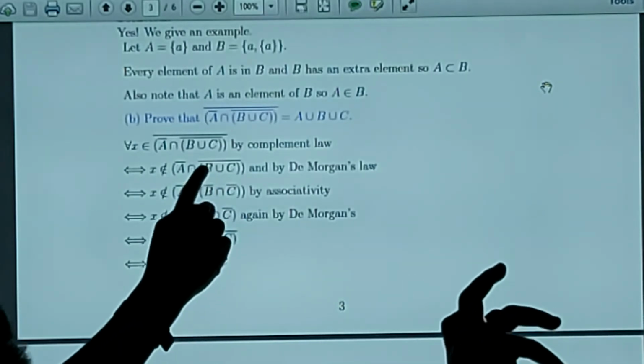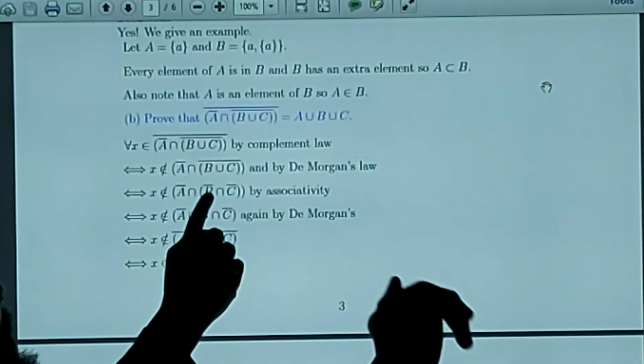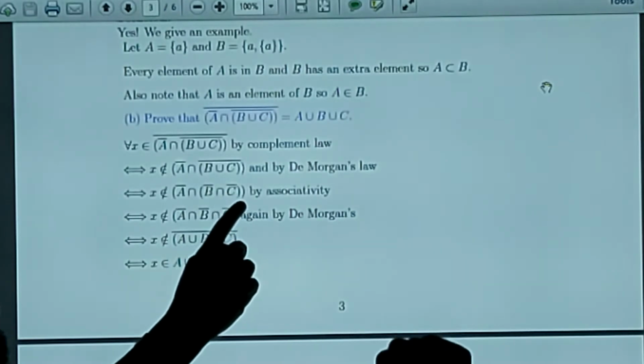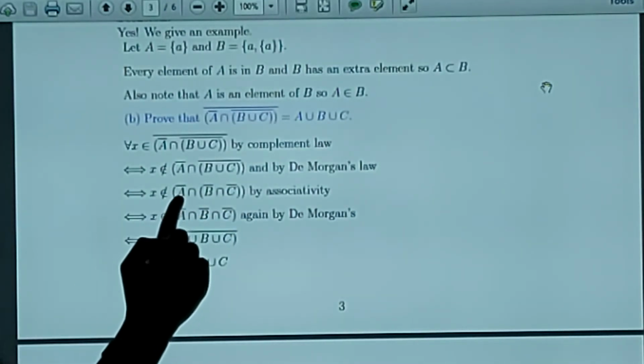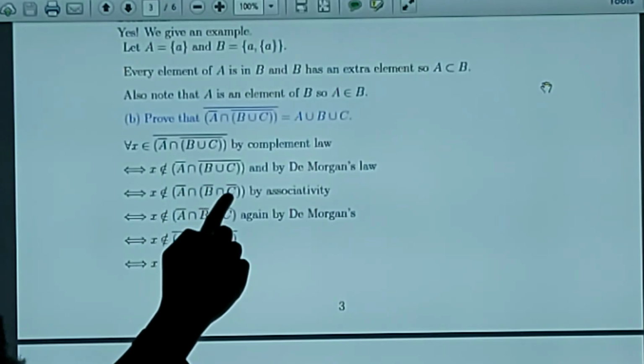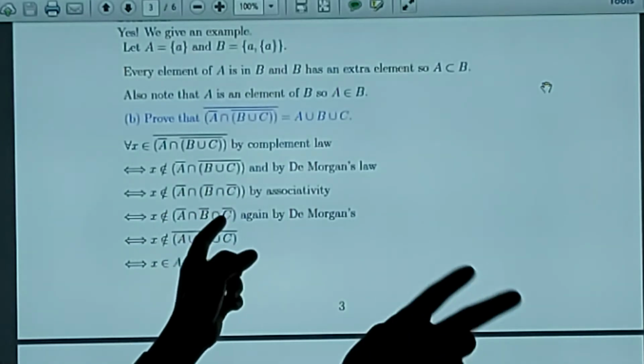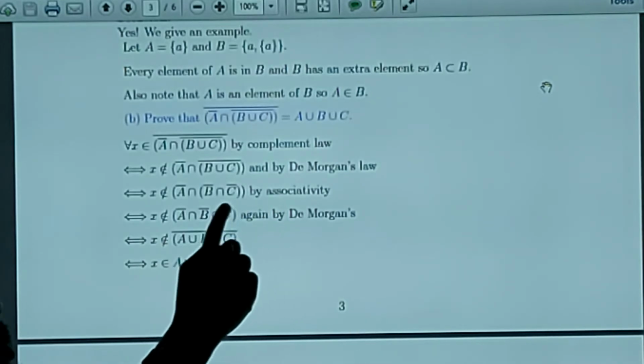Or on the side you say the complement of B union C is the same as the intersection of B complement and C complement. So from here we move that way. Then you see you have 3 sets: A complement intersection, B complement intersection, C complement with bracket. So associativity makes it so that it doesn't matter the order. So by associativity we have that.